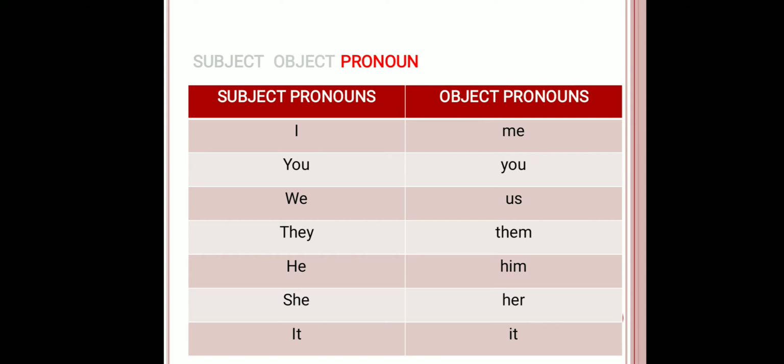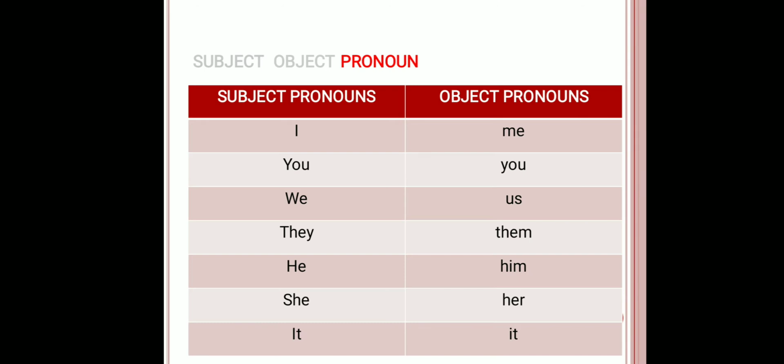He, to refer to a boy. She, to refer to a girl. I use the third singular pronoun it to refer to something like a table, like a tree, like a car, or an animal, like an elephant, a cat. Okay? Then I have the object pronouns.